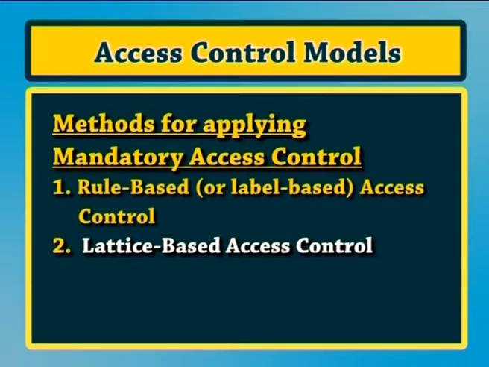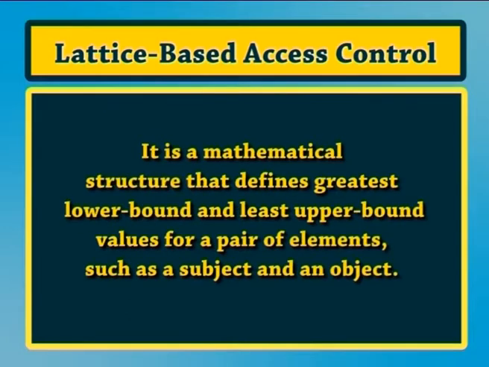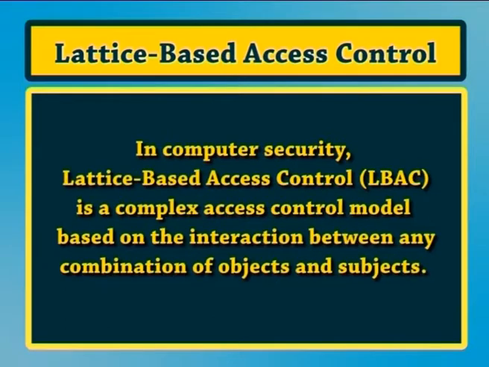Number 2, lattice based access control. These can be used for complex access control decisions involving multiple objects and subjects. A lattice model is a mathematical structure that defines greatest lower bound and least upper bound values for a pair of elements, such as a subject and an object. In computer security, lattice based access control is a complex access control model based on the interaction between any combination of objects such as resources, computers and applications and subjects such as individuals, groups or organizations.